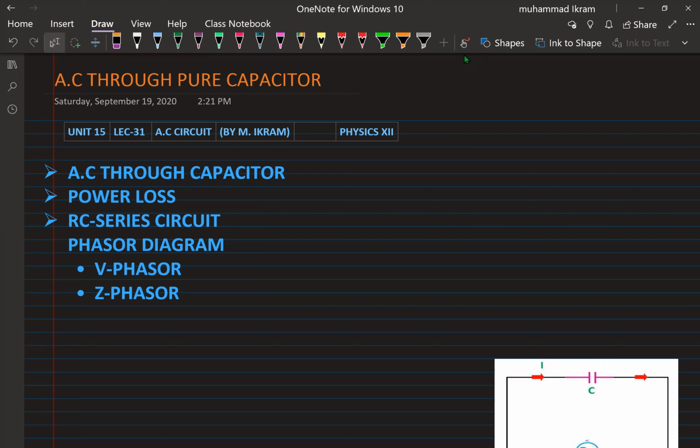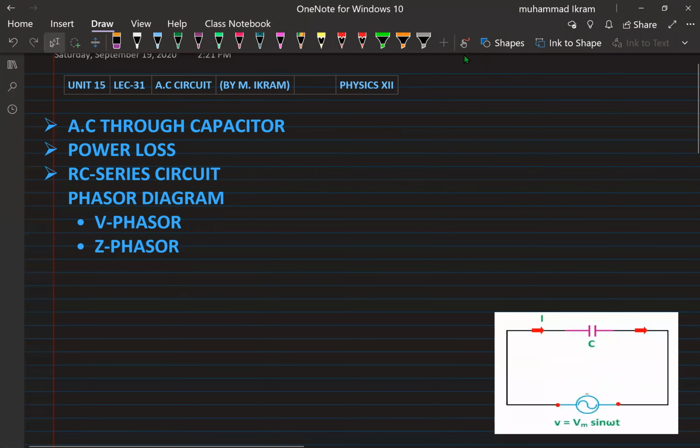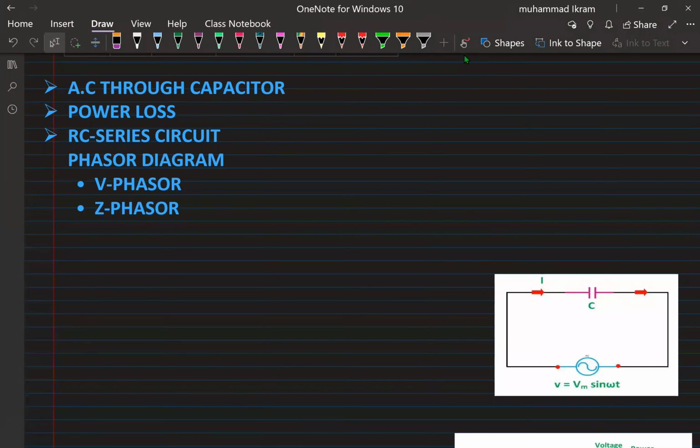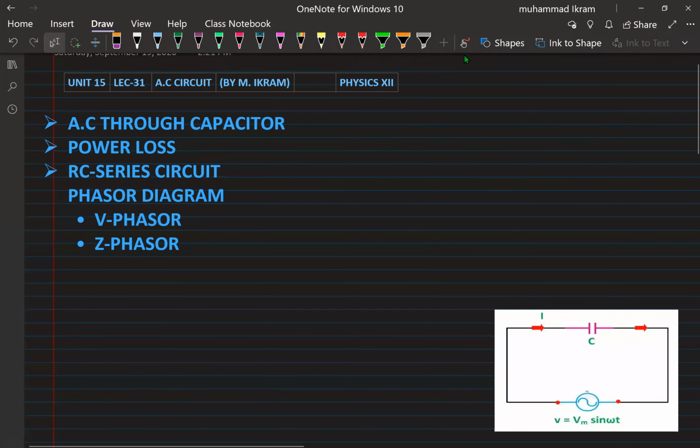Like the previous lecture, today's lecture is also very important. It is lecture number 31, AC through a pure capacitor. So let us start with the name of Allah Almighty. Bismillah Rahman Rahim. AC through a capacitor. What does AC through a capacitor mean?